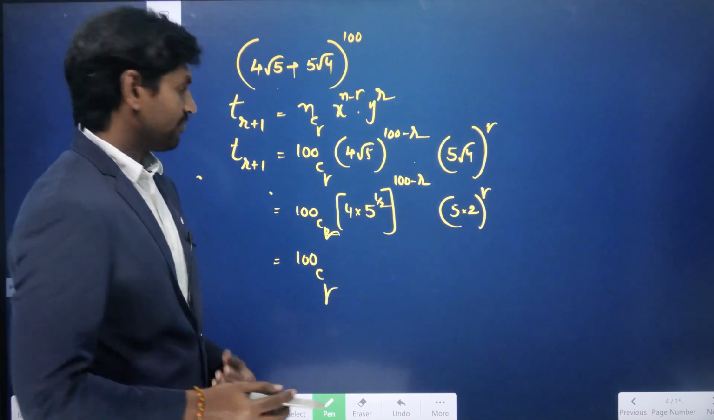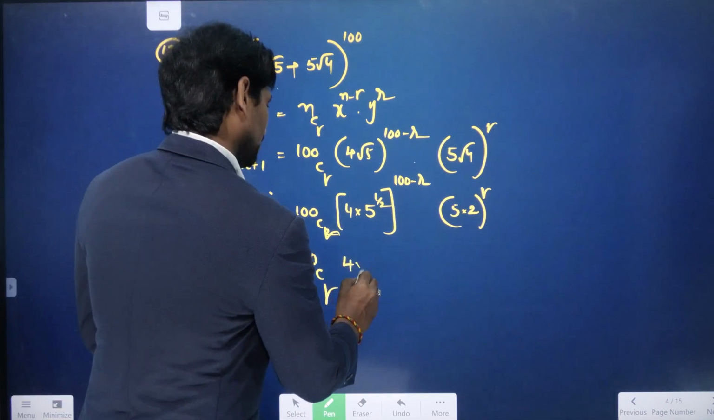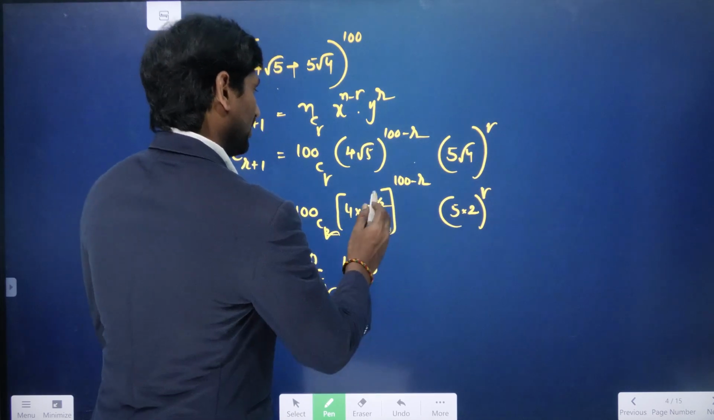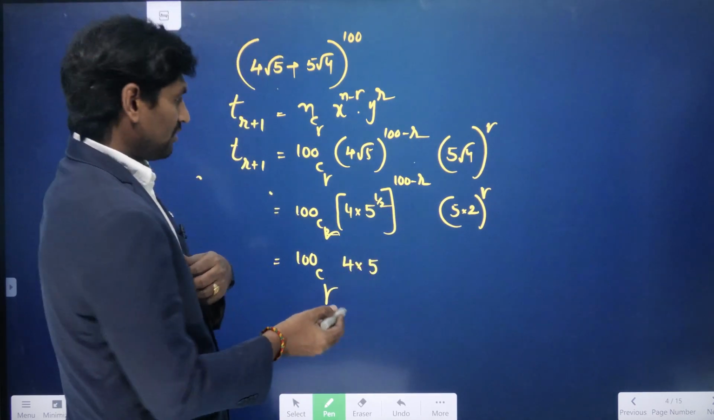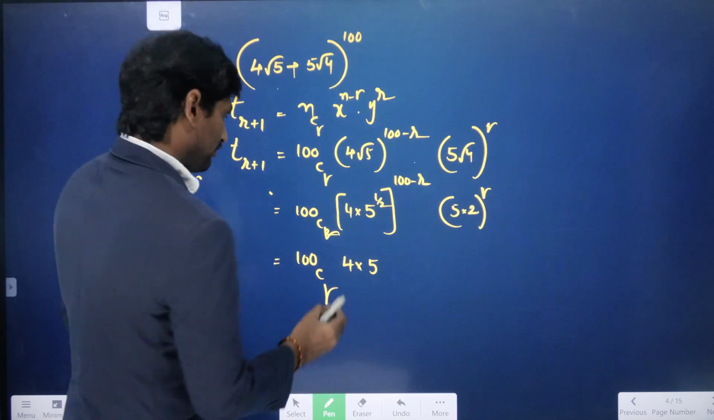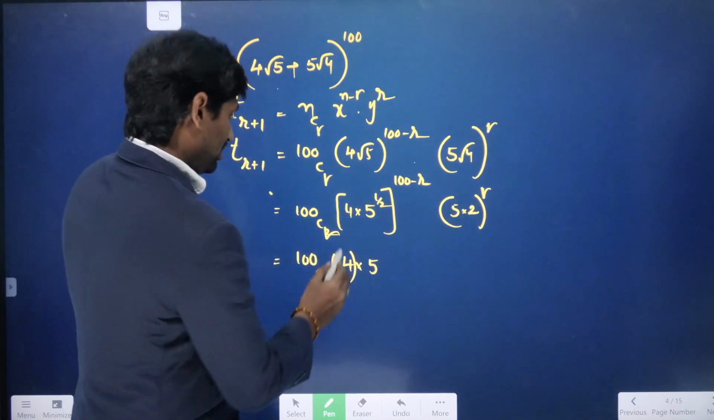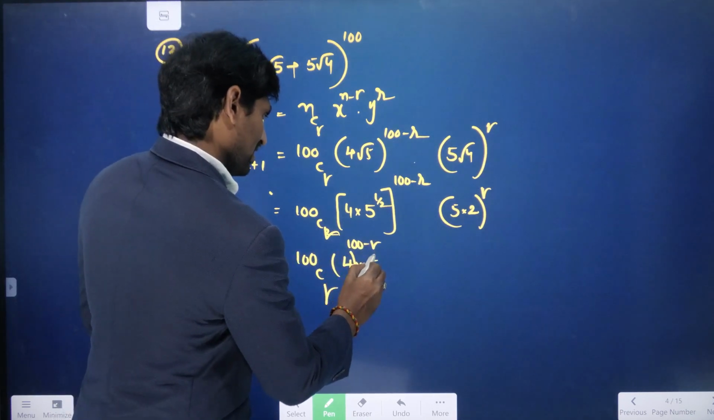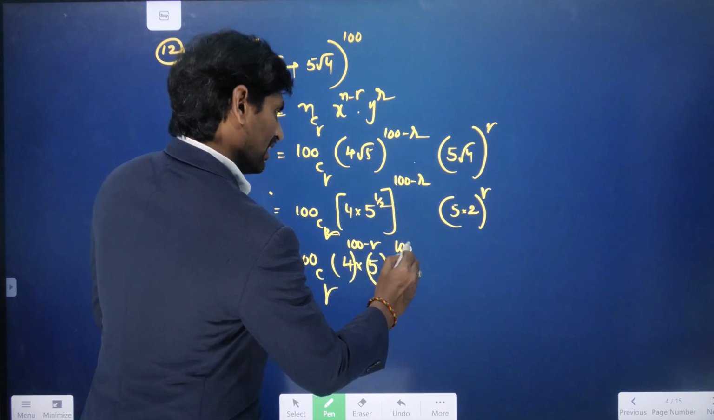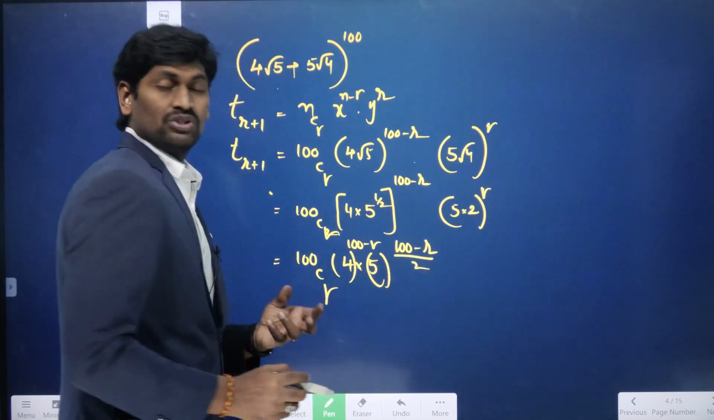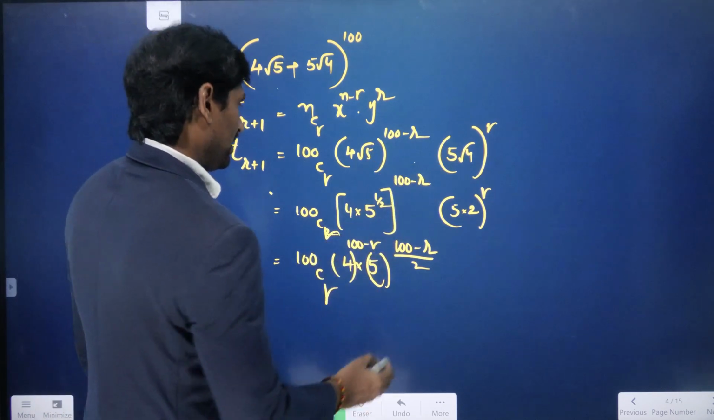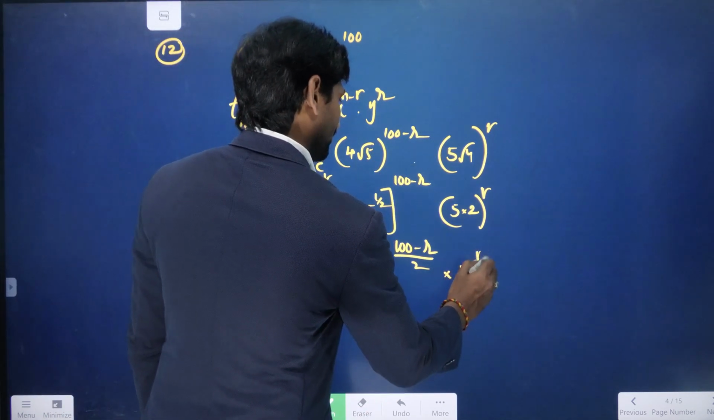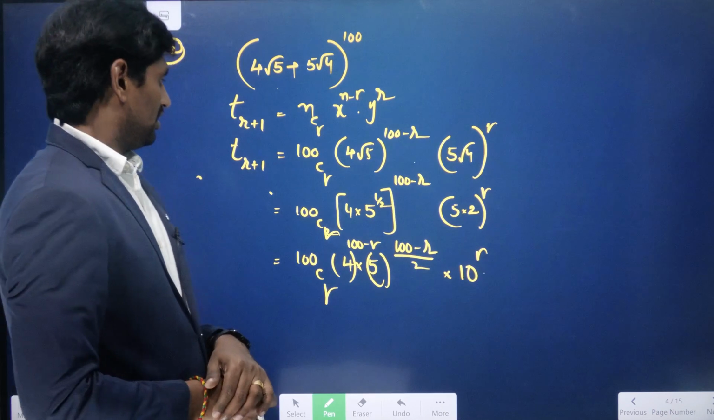Okay, a rational term. So this is nothing but 4 into 5 power this one. I am applying the exponent separately for 4. 4 is a rational number. So we can write 4 power 100 minus r and 5 power 100 minus r by 2, by using the a power m whole power n formula, into 10 power r. Okay?